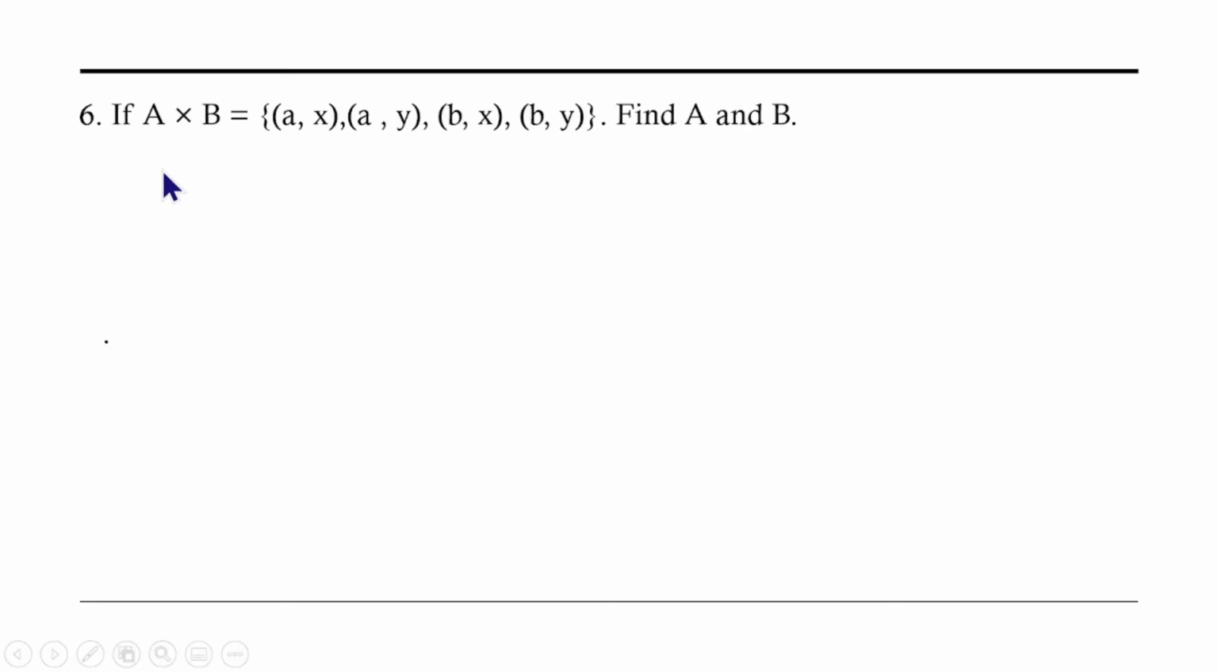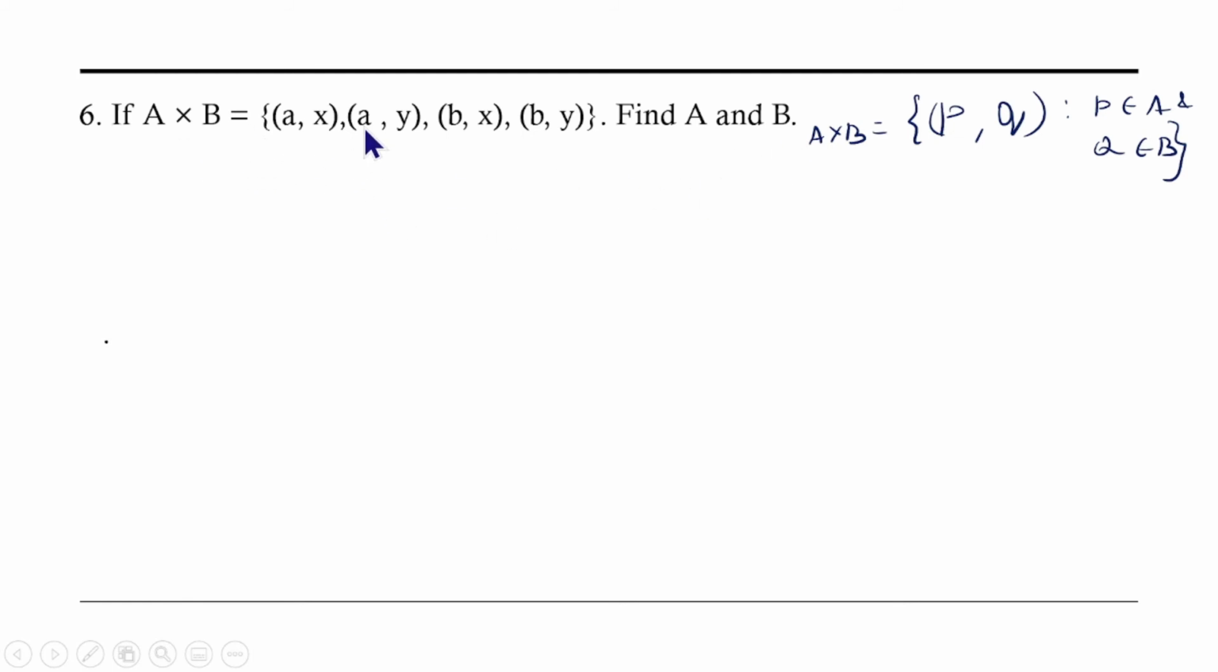Next question: if A cross B is equal to the set of ordered pairs (a,x), (a,y), (b,x), (b,y), find A and B. So here, by the definition of cross product, A cross B is equal to the set of all ordered pairs (p,q) such that p belongs to A and q belongs to B. So this is the definition for the Cartesian product. Here we are given A cross B. We need to find A and B.